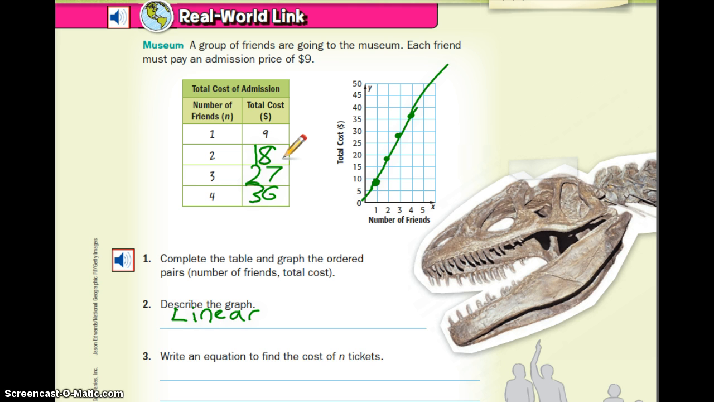Awesome. Now, we've got to write an equation. So we have to start with y equals. Please put y equals. And what was your multiplier again? 9. 9. And then we're going to use the letter x.